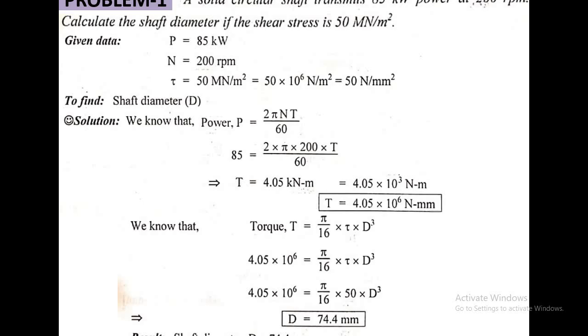Then coming to the solution, we know power equals 2 pi NT by 60. Substitute that and you get the torque in Newton meter. Convert the torque into Newton millimeter by multiplying by 10 power 3. Then we know the basic torque formula, pi by 16 tau d cube. Substitute the calculated torque value and find the diameter of the shaft as 74.4 mm.